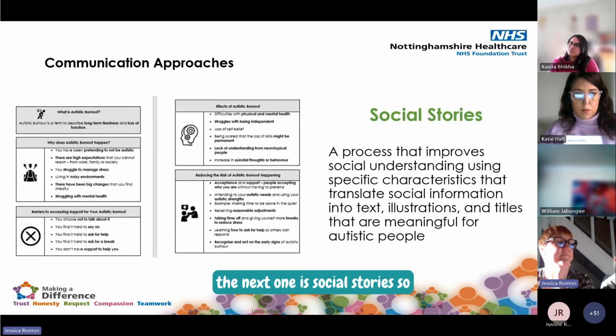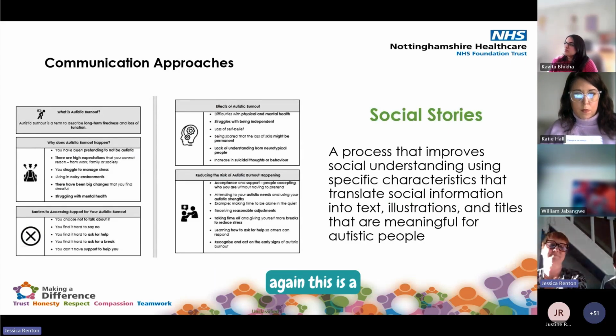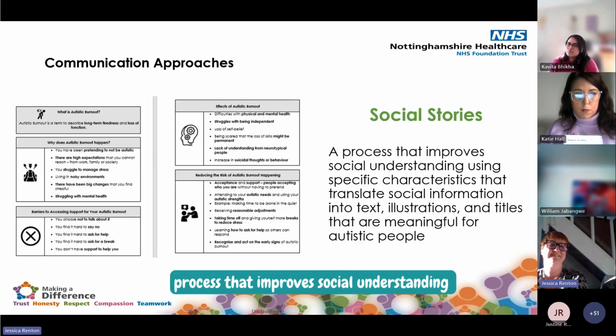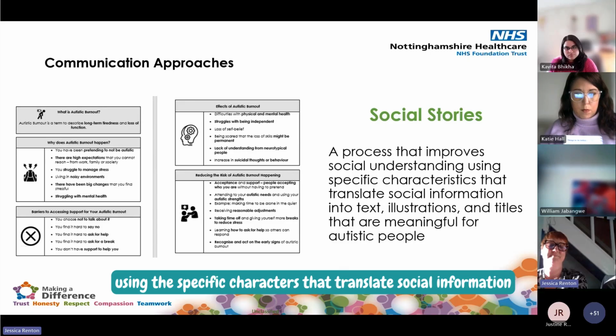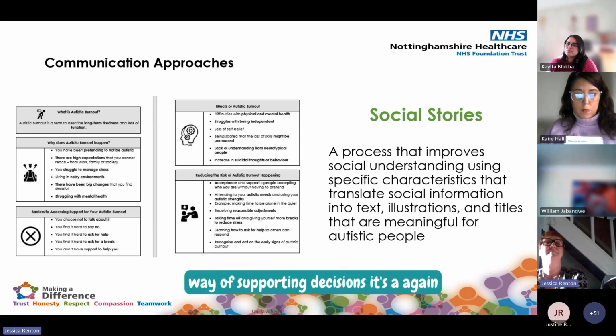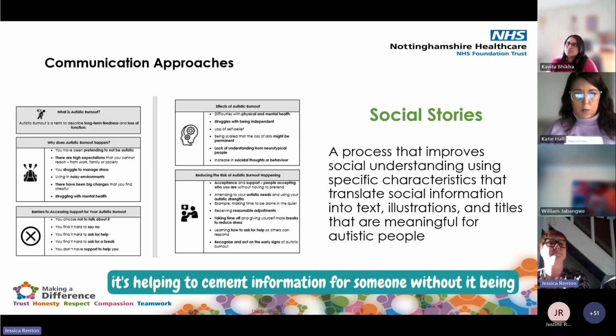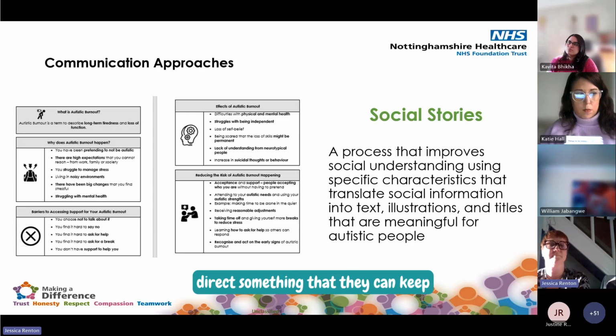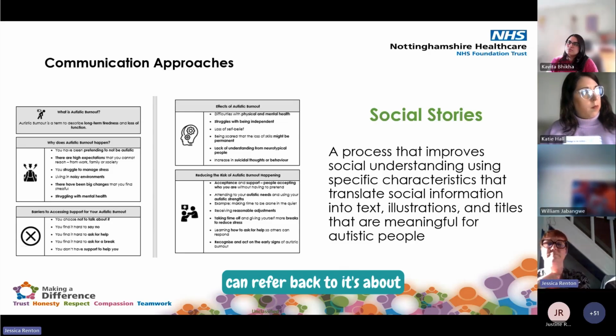The next one is social stories. So again, this is a process that improves social understanding using specific characteristics that translate social information into text, illustrations, and titles that are meaningful for autistic people. It's a way of supporting decisions. It's helping to cement information for someone without it being direct, something that they can keep and refer back to.